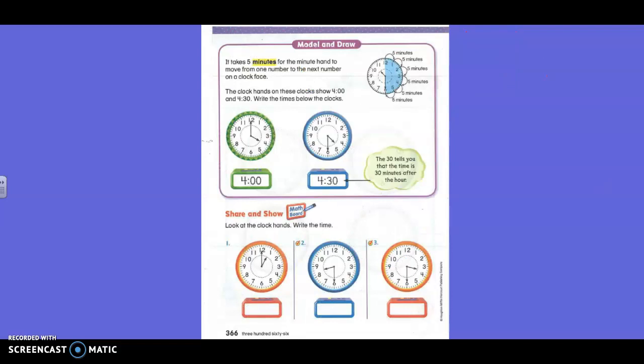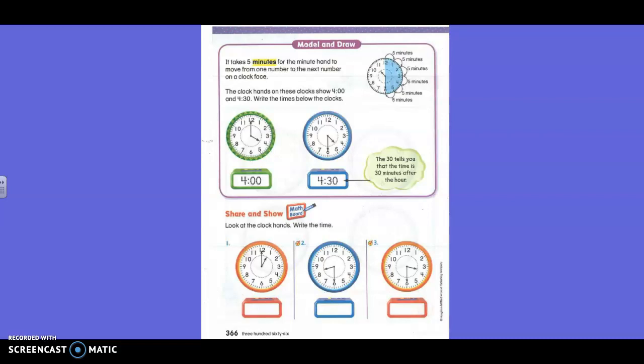Okay, so they talked to you about hours. Now they're going to talk to you about minutes. The minute hand moves from one big number to the next big number on the clock. Yes, to go from the 12 right here to the 1, it's 5 minutes. Now let me show you. You can see the little dots.